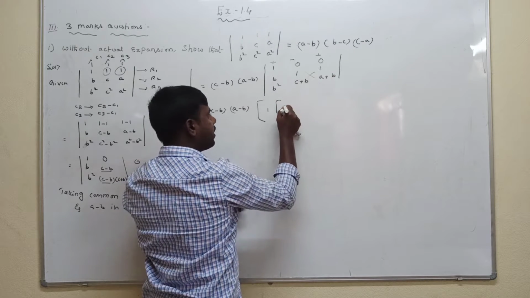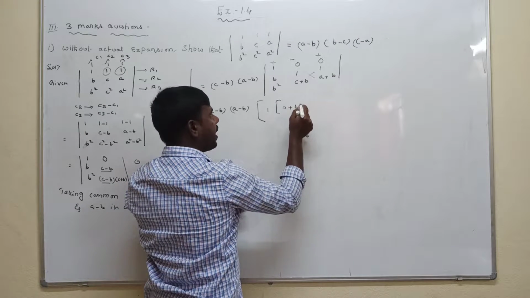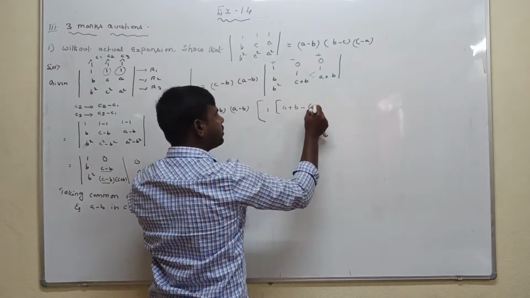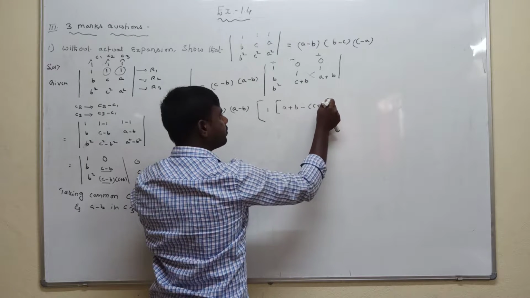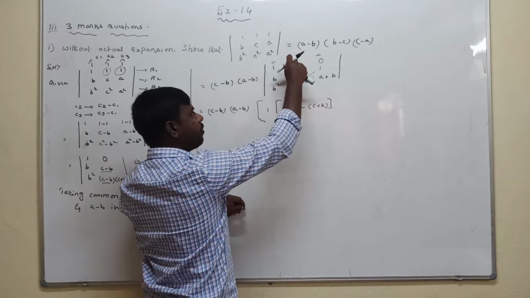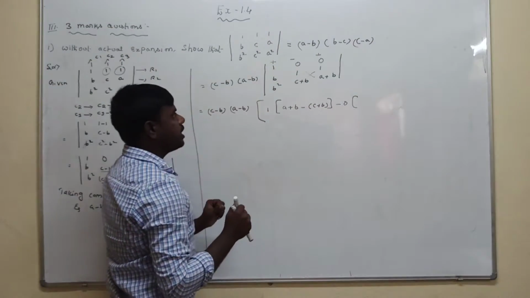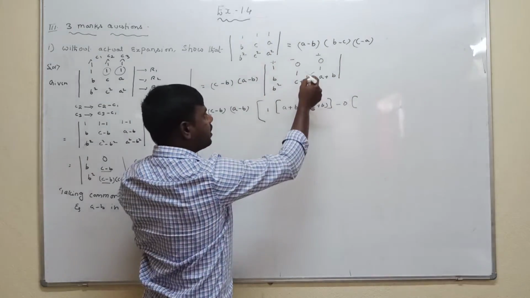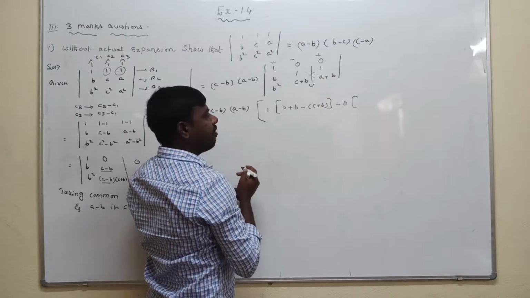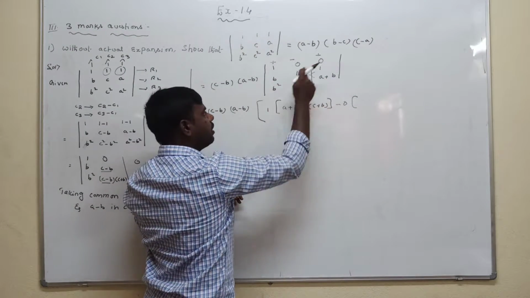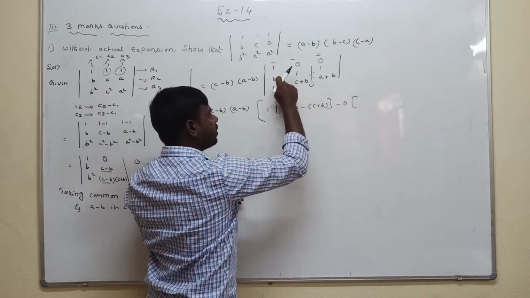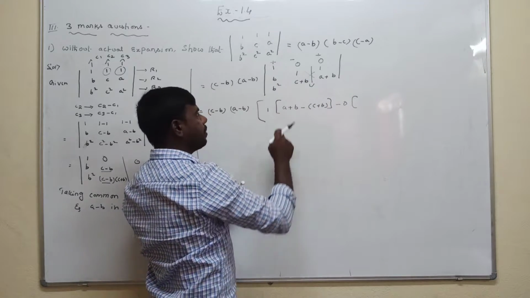1 into a plus b minus c plus b into 1 is c plus b. Next, symbol is negative, element is 0, minus 0. The 0 is present in the first row and the second column, so they are eliminated. Left of the elements are b, 1, b square, a plus b. After that, you should apply the cross multiplication method.